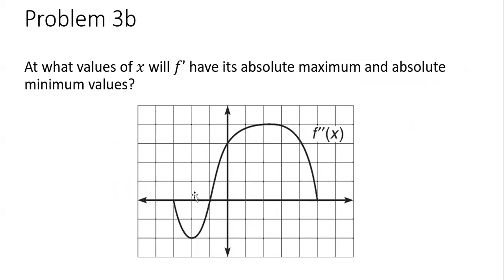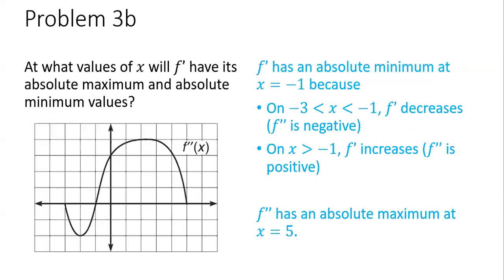Why is that? Well, if it's negative, that means f prime's decreasing. If it's positive, that means f prime's increasing. Decreasing to increasing, that is a min. So there's a min at x is -1 for f prime. Okay? Oh, that's a relative min. Sorry, I didn't answer the question. I got ahead of myself. It's asking for absolute max min, not relative max min. So there is a relative min there, but is it the absolute min?